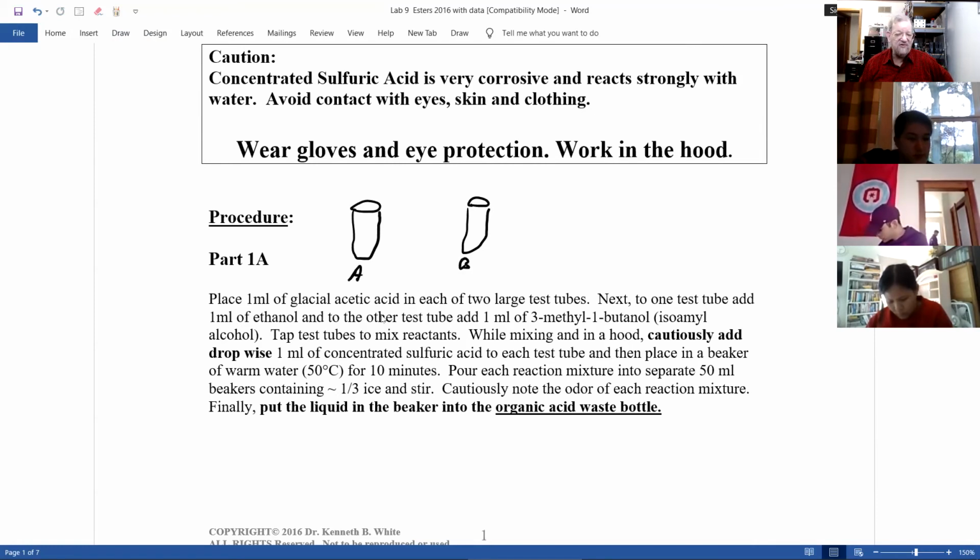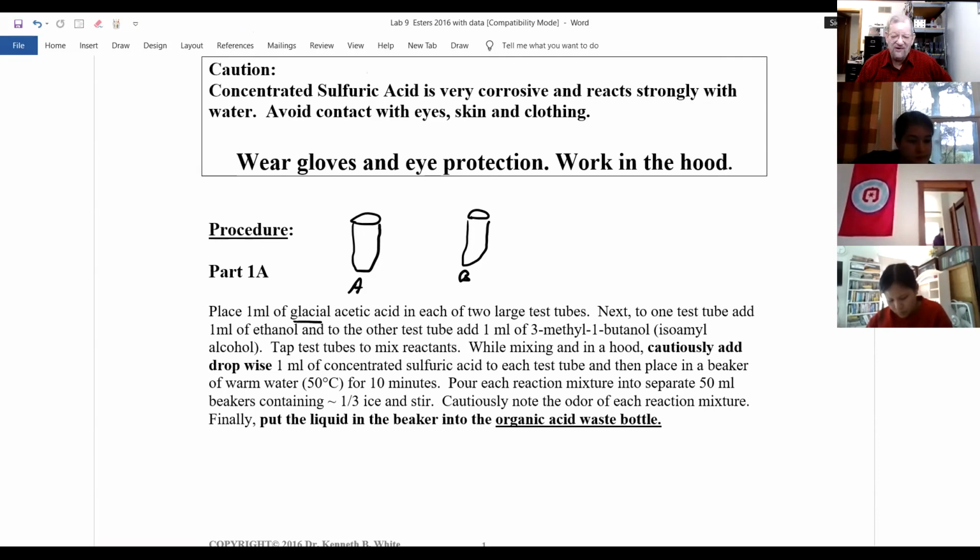You're going to have 2 large test tubes. In each test tube, you'll put 1 milliliter of glacial acetic acid. Now, glacial means 100% pure, and that's the carboxylic acid. Now, in one test tube, you'll put ethanol. In the other test tube, you'll put the alcohol 3-methyl-1-butanol, also known as isoamyl alcohol.